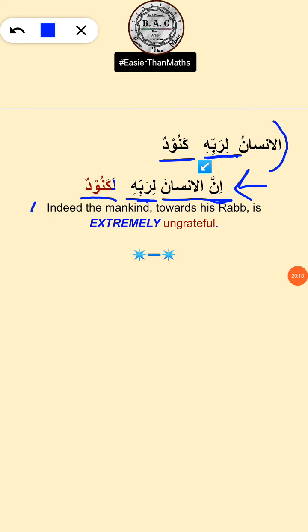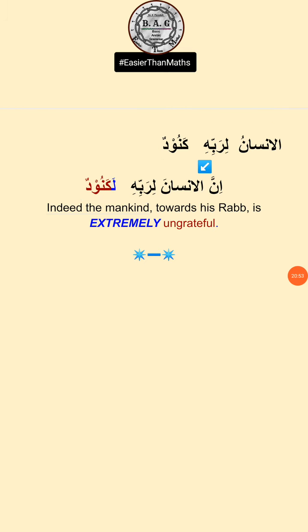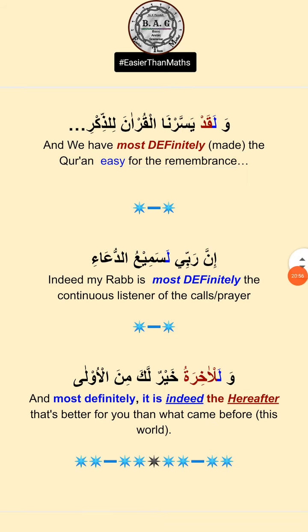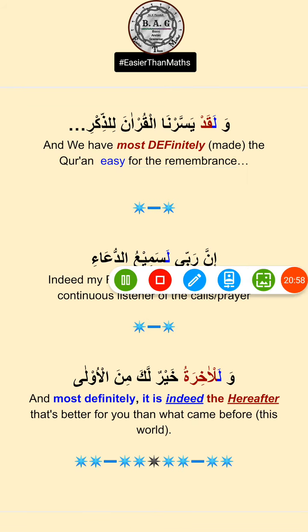So the proposed translation that I have written here is, indeed, the mankind towards his Rabb is extremely ungrateful. That is how you're going to understand it. Okay, that is how it's meant to be. That is what the Laam-e-taakeed does. Or similarly, indeed, the mankind towards his Rabb is so ungrateful. That is how it is supposed to be understood. Okay, all right. Now, this is the last page. We're going to discuss these examples and then we'll wind it up.